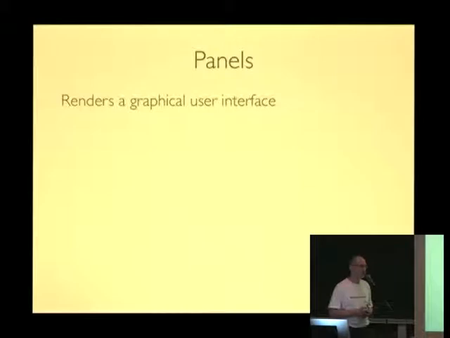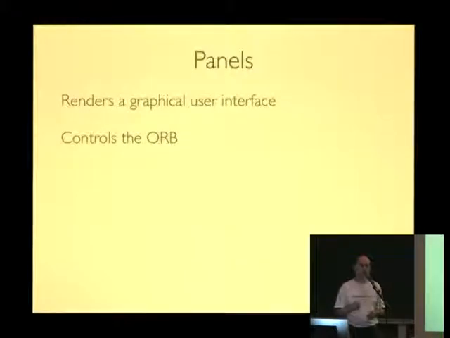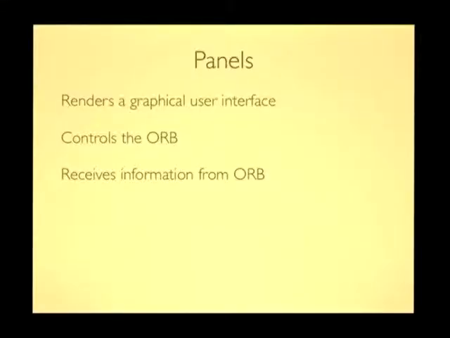So next, the panels. The panels are what are rendering your user interface. They are using an XML description of a user interface and will render it for you. It controls the orb so that when the user touches a button on the panel, it will send a command to the orb, which will eventually control the device. And it also receives information back from the orb. So when the user goes on the wall and switches on the light with the switch, of course, there is feedback going back to the user interfaces.